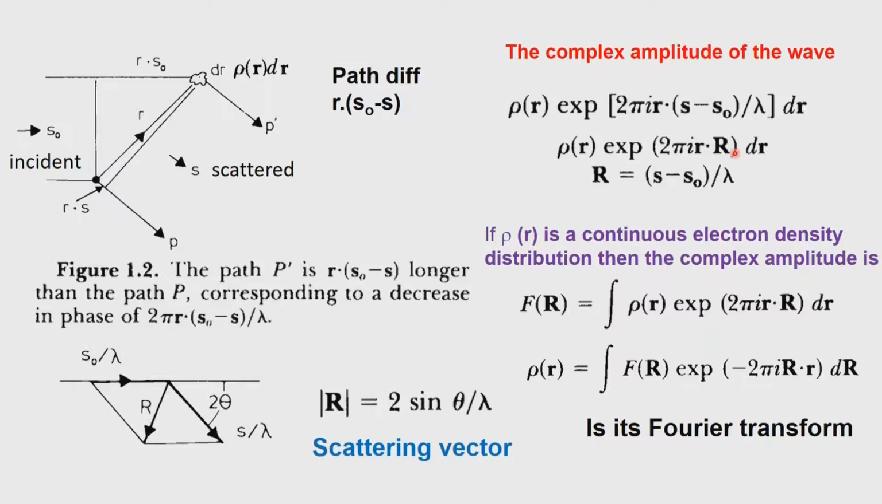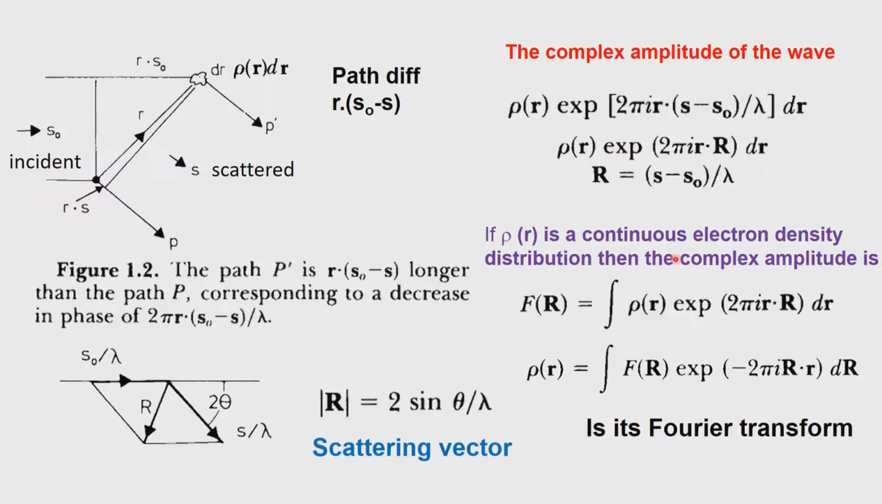We will show that later on, but in this particular case you see that, as I have written here in the caption to the figure, the path p prime is r dot (s naught minus s) longer than the path p, and therefore it corresponds to a decrease in the phase, which is 2 pi r dot (s minus s naught) by lambda, and we take this as a complex quantity. So, i gets in up there.